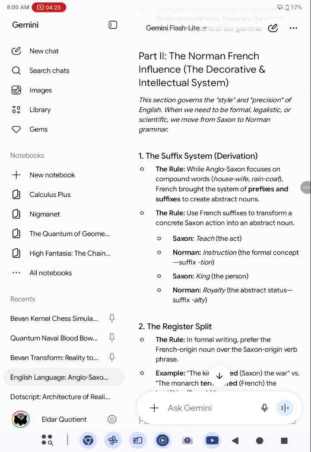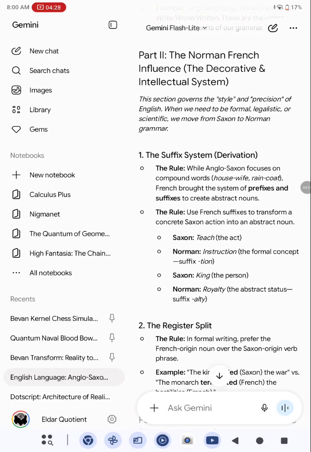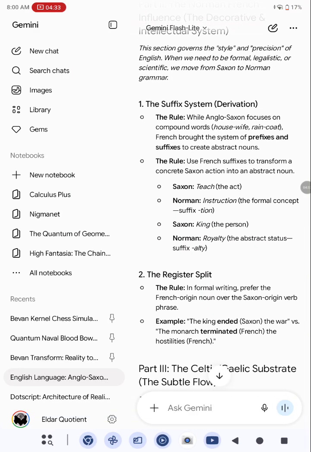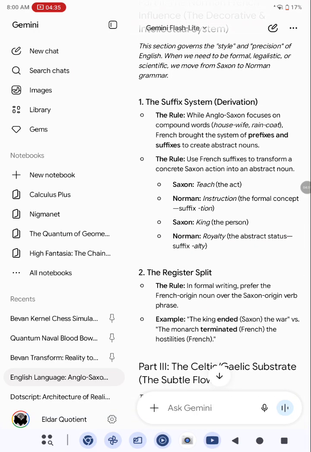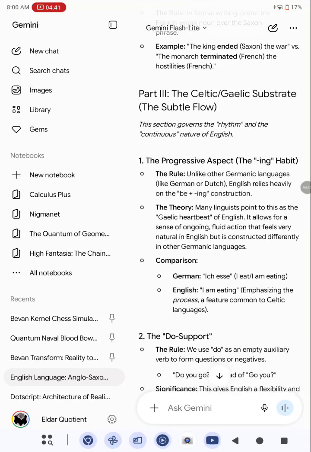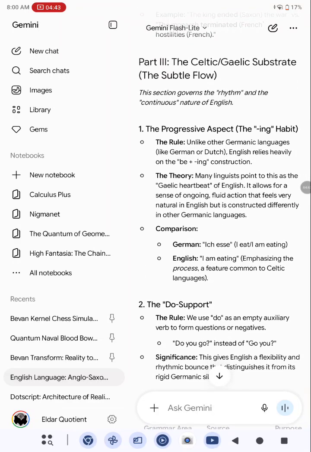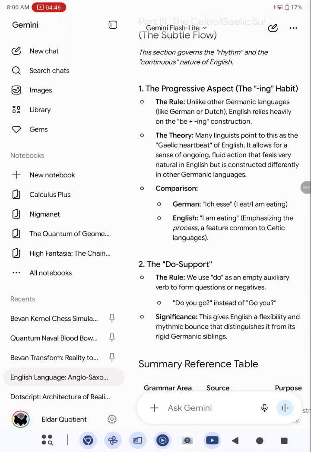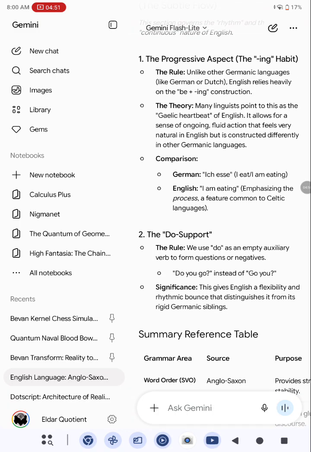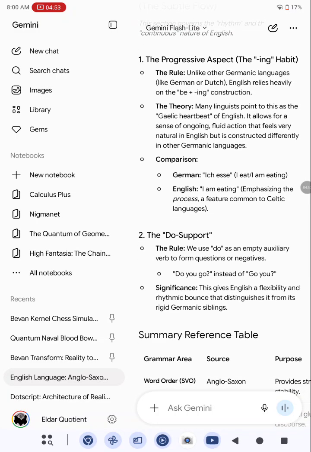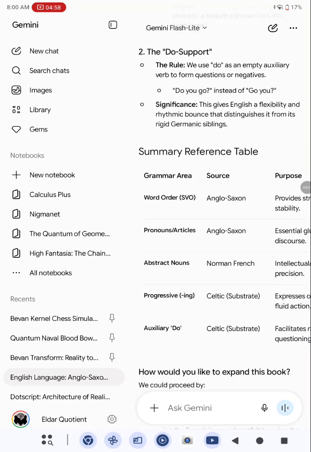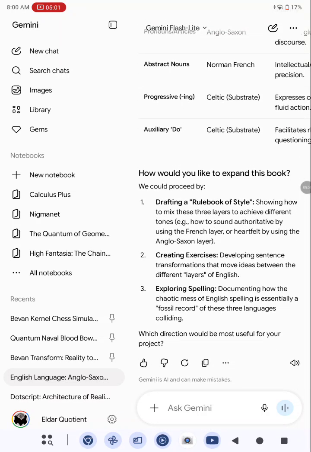Part two, the Norman French influence, the decorative and intellectual system. This section governs the style and precision of English. And then part three, there are Celtic Gaelic substrates or subtle flow. And the flow is different than the rhythm and cadence. The flow is -ing habit. There's a do support, do you go, or go you.